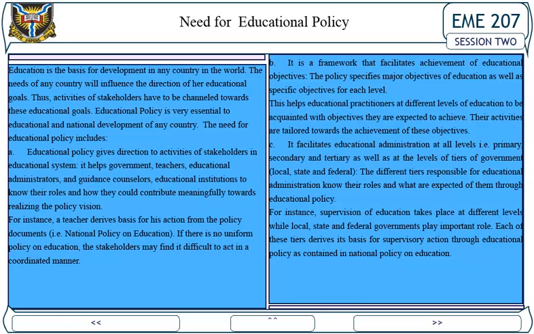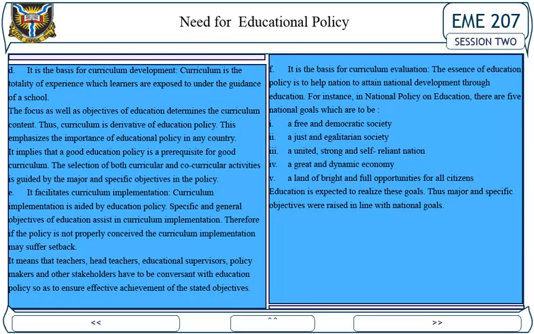Each of these tiers derives its basis for supervisory action through educational policy as contained in the national policy on education. D. It is the basis for curriculum development. Curriculum is the totality of experience which learners are exposed to under the guidance of a school. The focus as well as objectives of education determines the curriculum content. Thus, curriculum is derivative of education policy.